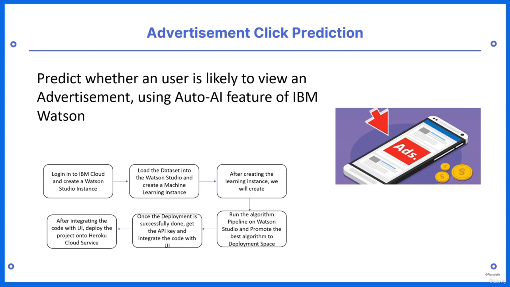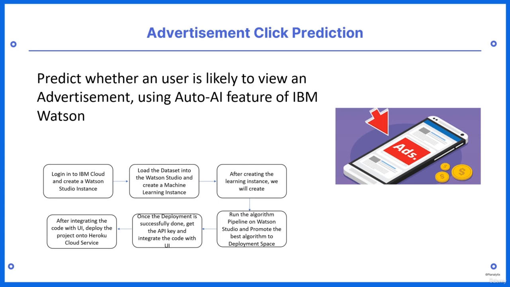As I mentioned, we would be using the IBM Watson service. So we have to log in to IBM Cloud, and then create a Watson Studio instance. Then we have to load the data. The dataset would be provided in the code files, and we have to create the machine learning instance for learning. Then we will create the algorithm pipeline on Watson Studio, and then promote the best algorithm to the deployment space. That means we have to deploy our machine learning model.